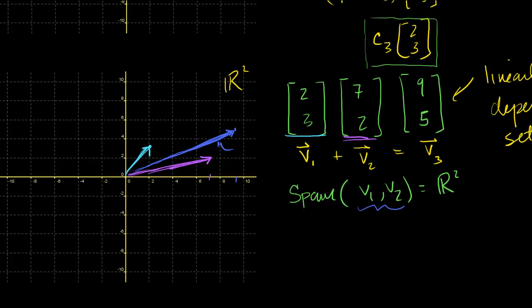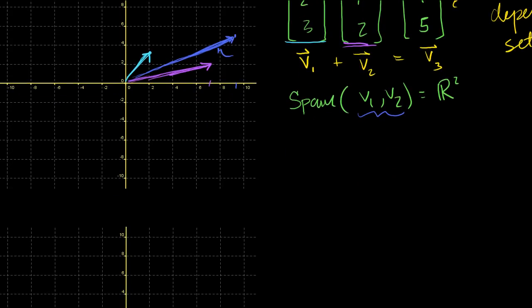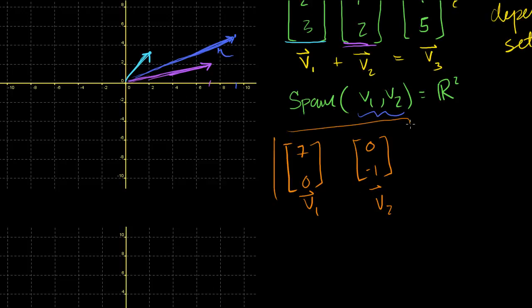Let me do another example. Let's say I have the vectors, let me do a new color. Let's say I have the vector, and this will be a little bit obvious, 7, 0. So that's my v1. And then I have my second vector, which is 0, minus 1. That's v2. Now, is this set linearly independent? Well, can I represent either of these as a combination of the other?